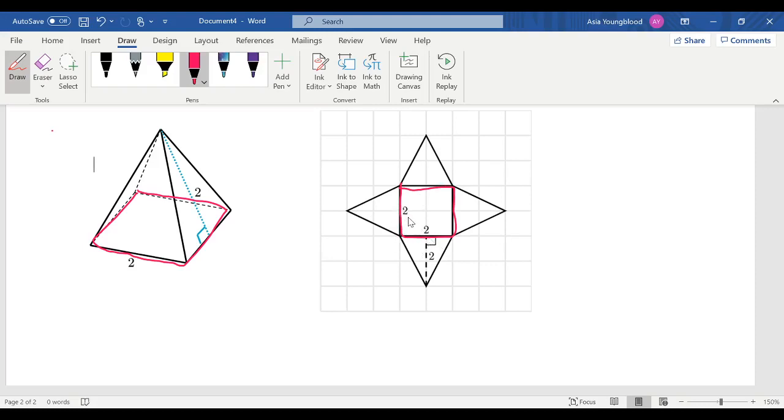So this area is going to be base times height. So 2 times 2 gets us an area of 4. So that area down there is 4. And we want to find the area of all the triangles. And we know all the triangles have the same area because they have the same base, which is 2. And for a pyramid, all the heights have to be the same in order for them to meet at the top.